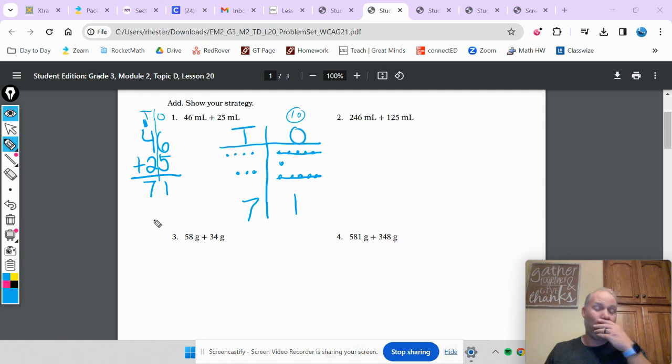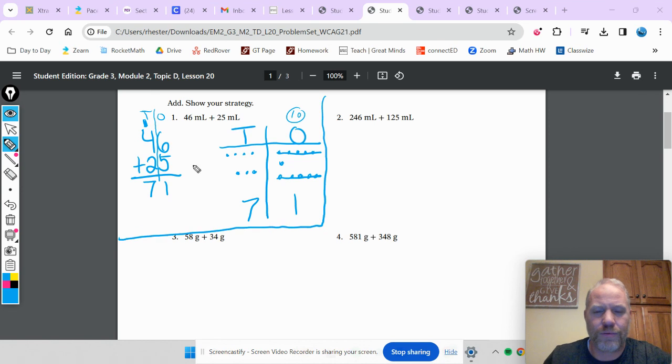So today, your job is to go through and solve these problems by showing the standard algorithms. If you need to, draw a box for each one so you don't make a mess of your paper. But the idea here is you're going to draw and write for each one.